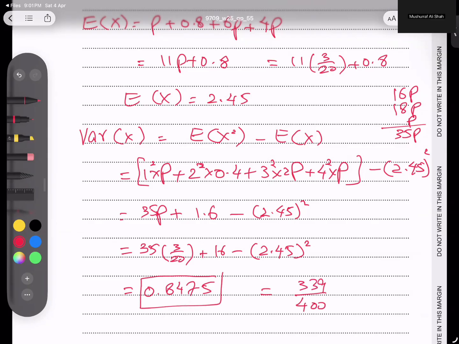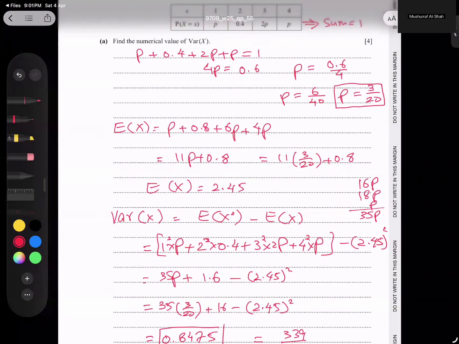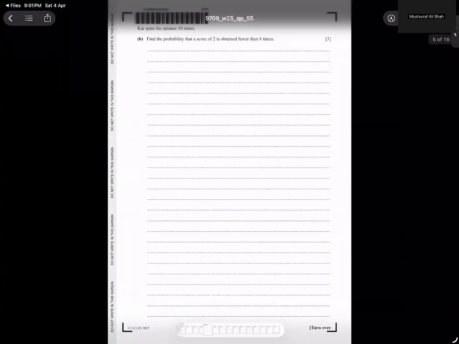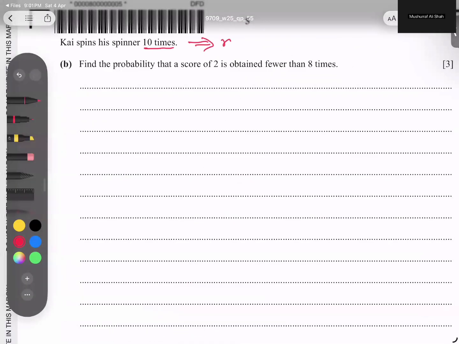Both are correct. We can take any value, okay? And this part is completely clear. So part A is over. Let's go for part B. But now, students, look at this question. N is given as 10. This is called N. So now we can go for the binomial formula.